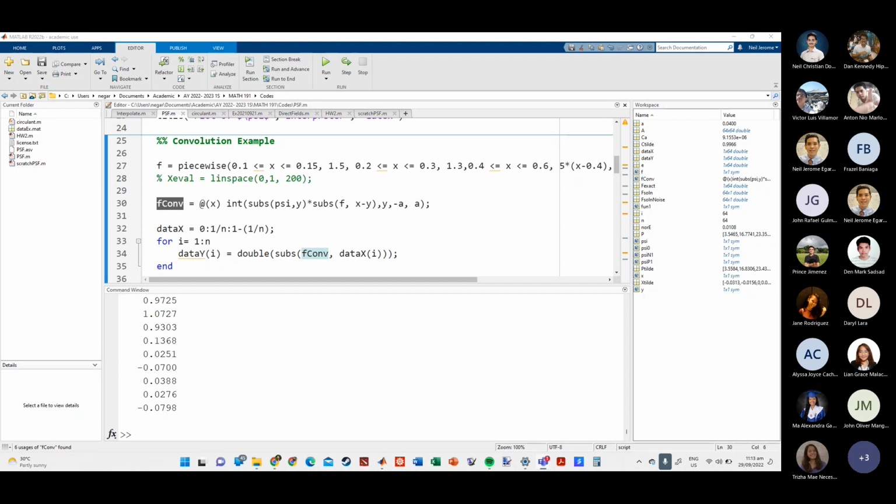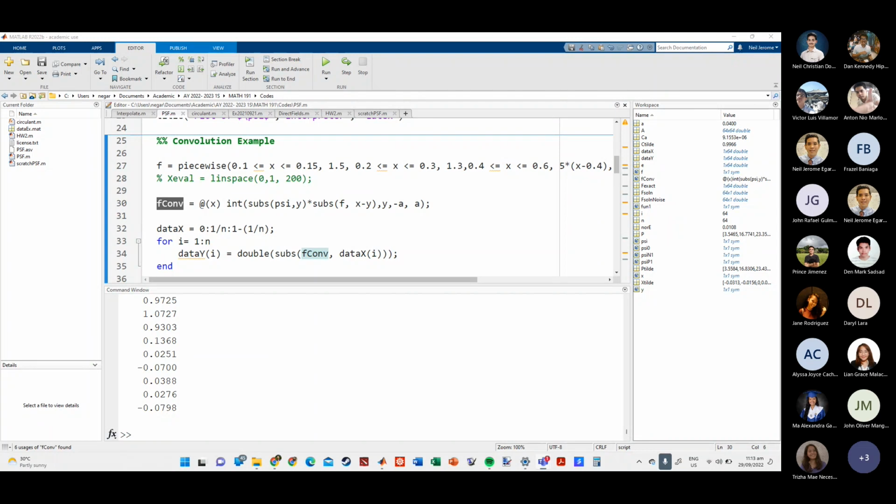Tapos, after that, I wrote the lower bound for the integral. So, negative a yung lower bound. Tapos, a yung upper bound ng integral. Okay? And then, dahil nag-definite integral ako dito with respect to y, ibig sabihin si f conv ay talagang function na lamang ng x. Kasi lahat ng y ay mawawala kasi nga nag-integrate tayo with respect to the variable y. Okay? So that's how Matlab will compute the convolution.